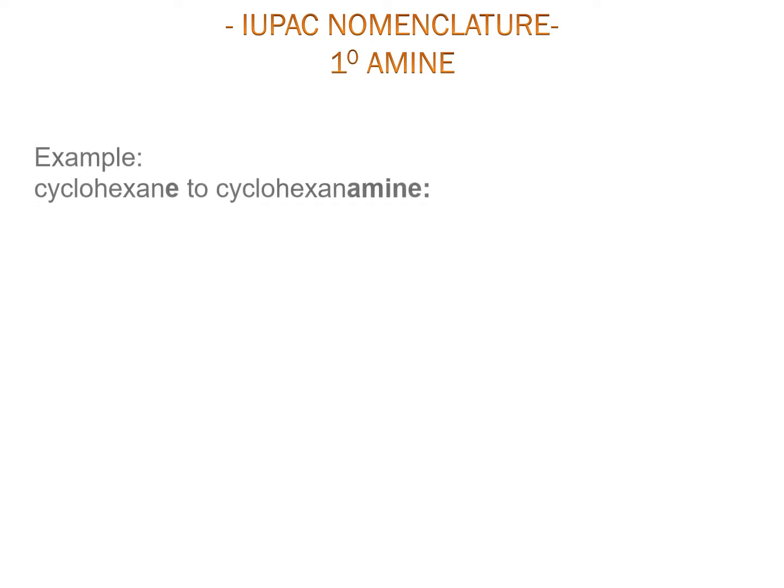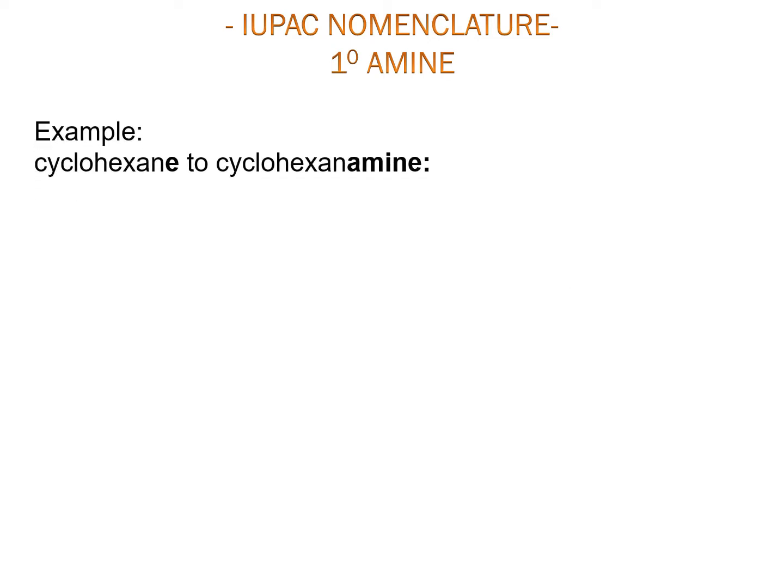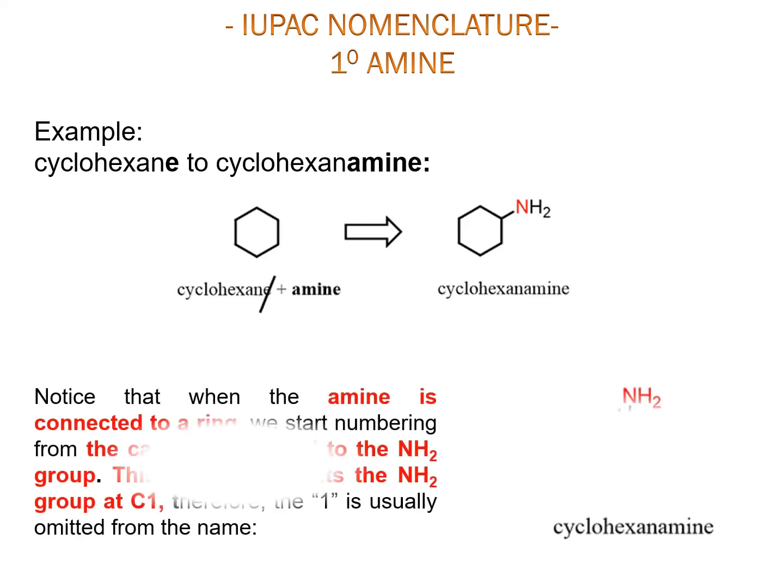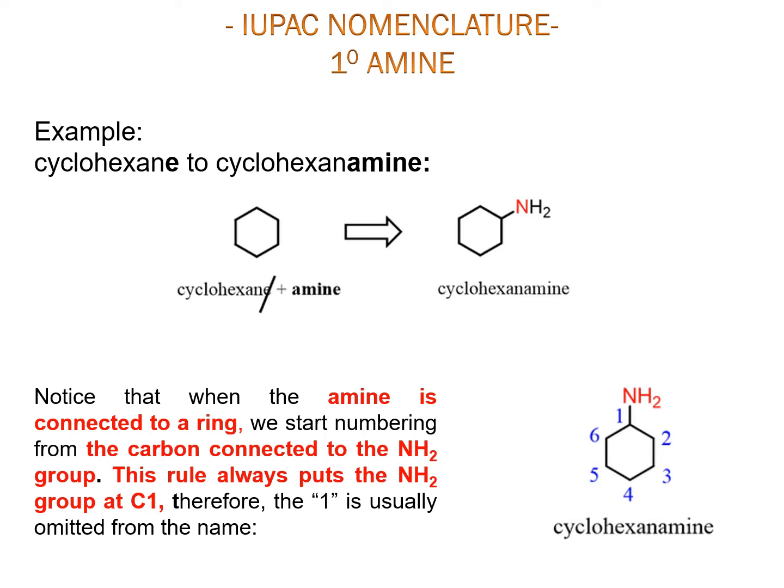Another example, cyclohexane to cyclohexanamine. In cyclohexane, drop the E and change the suffix to amine. Notice that when the amine is connected to a ring, we start numbering from the carbon connected to the amino group. This rule always puts the amino group at carbon number 1. Therefore, the 1 is usually omitted from the name. So the IUPAC name for this compound is cyclohexanamine.